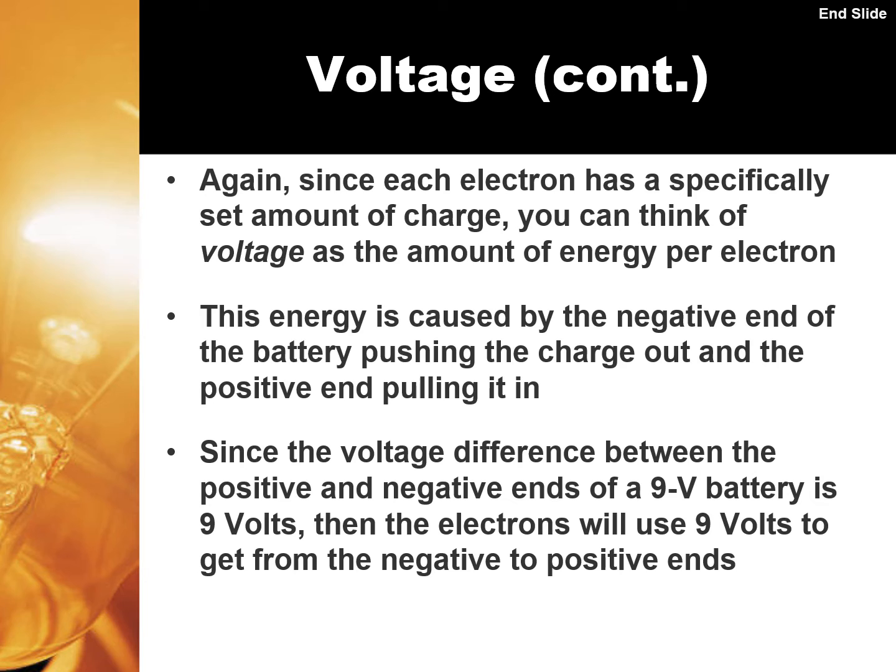Well, it's the same way with a circuit. In a circuit, you get the same change in electrical potential energy as well. And for a 9-volt battery, the electrical potential energy is going to go 9 joules per coulomb of charge, and every electron that goes through the circuit is going to lose that voltage as it goes through.